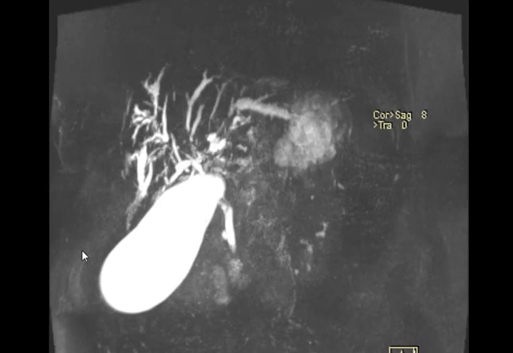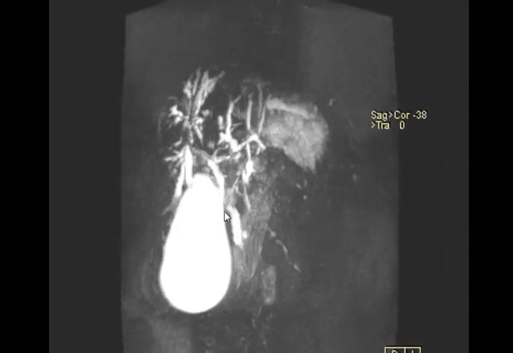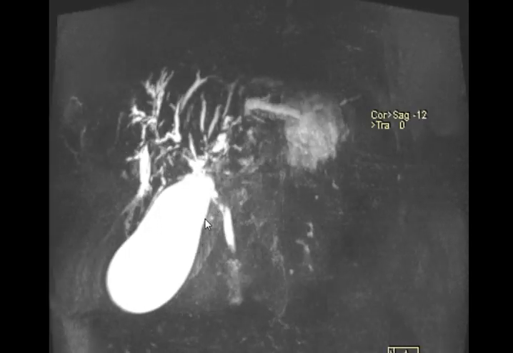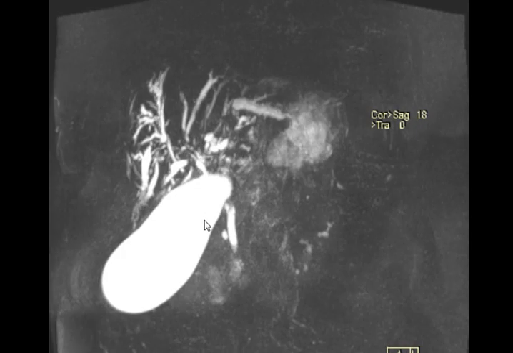Do you have any idea what's going on with this patient? What's the diagnosis or differential? What would you say to the physician? Extrahepatic biliary duct dilatation. And by the way, this is very typical. Could it be Mirizzi syndrome? What's Mirizzi syndrome? Let's go one by one.